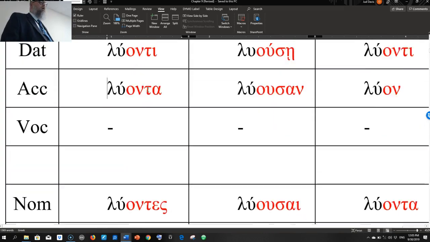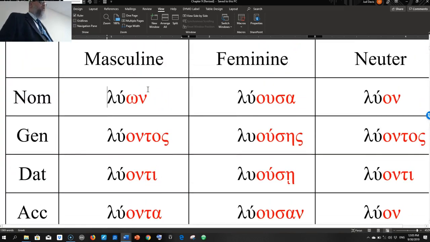So, what are the endings? Masculine endings are called third declension endings. We've learned first and second declension endings so far. This is a third declension, and it's the most important third declension. So we're going to have nouns that end like this, but we're going to memorize it as the participial ending, right?